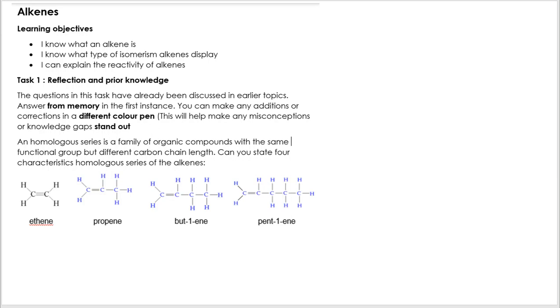So in the first instance, we need to know what an alkene is, the types of isomerism that we might see, and we also need to look at the reactivity of alkenes, which will be ongoing through the rest of the videos in this series. But to start off with here, we've got some good information about keywords, homologous series, functional groups, and something that came up in the alkanes topic: can we find the 4 characteristics of the homologous series of alkenes, and in fact the 4 characteristics of any homologous series.